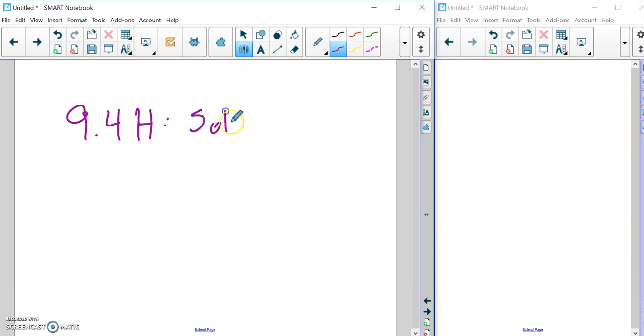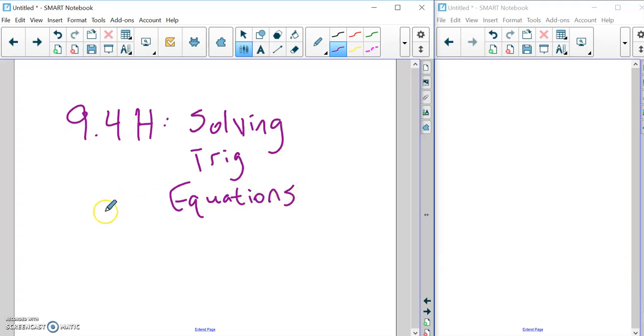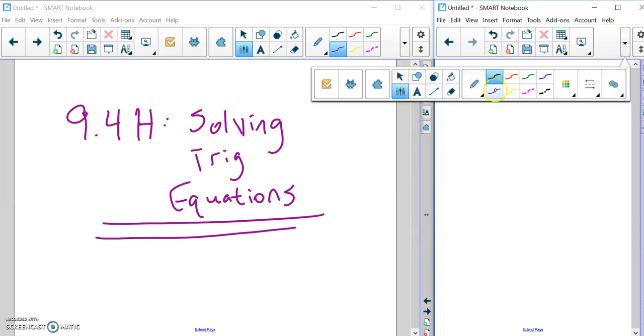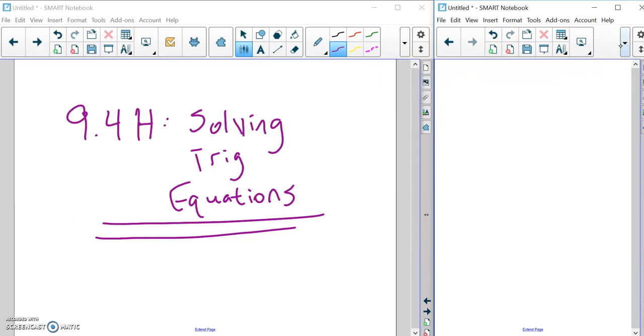This is called solving trig equations. Okay, solving trig equations. So before we get into any solving trig equations, I'm going to go ahead and set up over here on the side our special right triangles, along with the way that we can help remember sine, cosine, and tangent. So we'll go ahead and draw that right now.